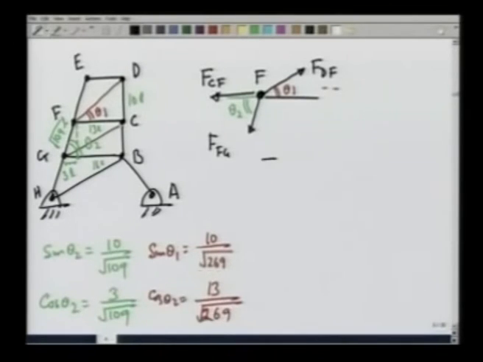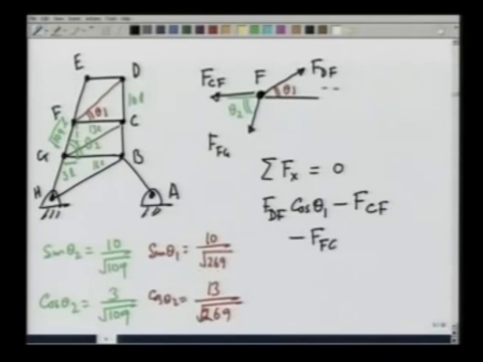Now, summation Fx at F equal to 0 gives me F_DF cosine of theta 1 minus F_CF minus F_FG cosine of theta 2 equals 0.